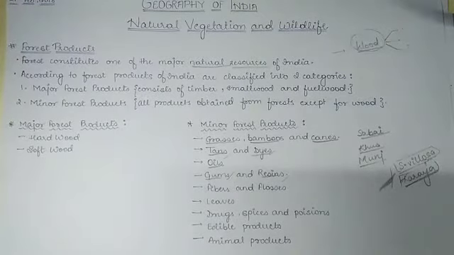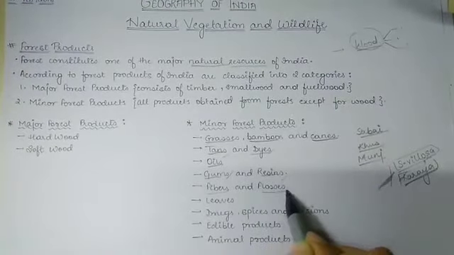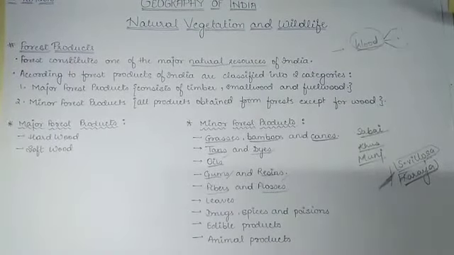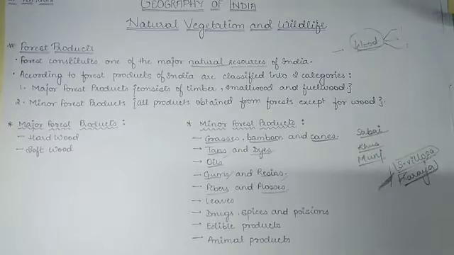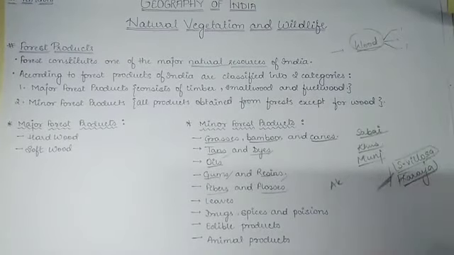Then next we have fibers and flosses. Fibers are obtained from the tissues of some trees. Most of such fibers are coarse and they are used for making ropes. But there are some fibers, like fibers of Ak, that are fine, strong, and silky. They are used for making fishing nets.